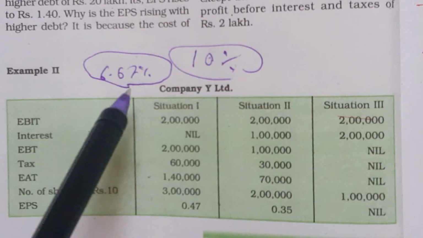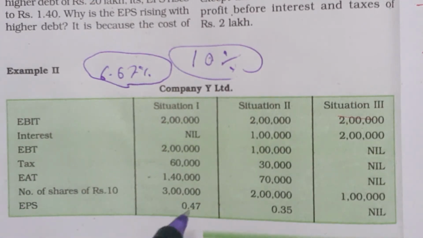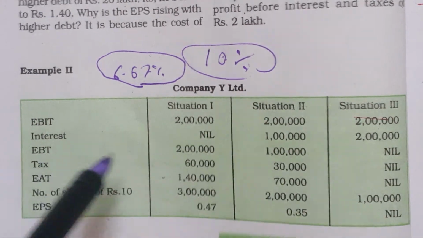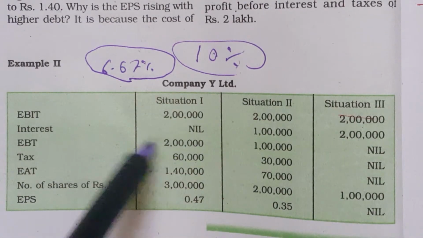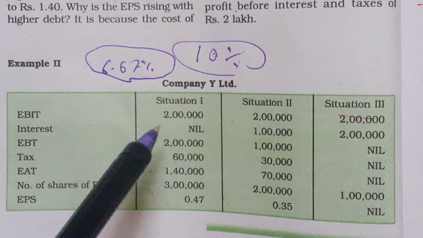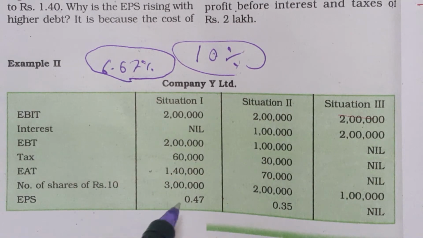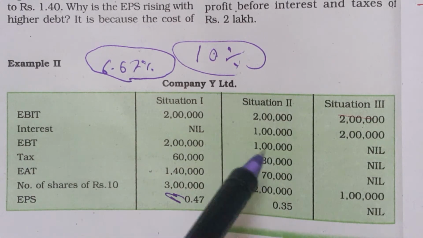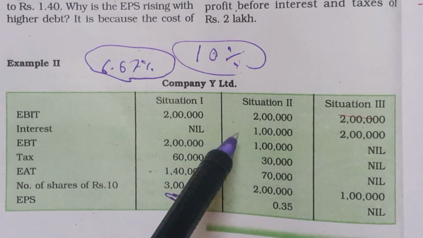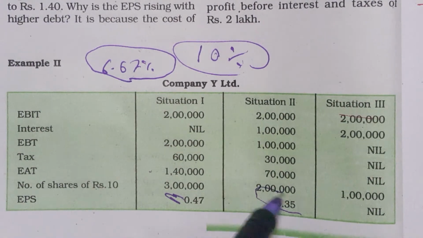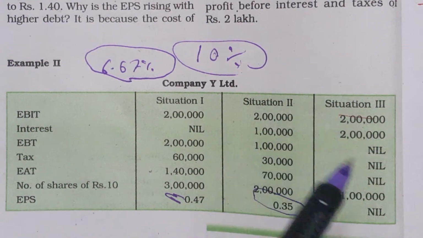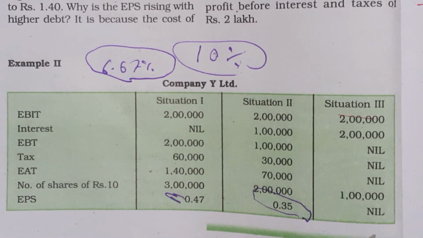In that case, what will happen? Our earning per share will be reduced when we are increasing the debt of the company. So first have a look. In the first condition, there was no loan, no debt, no borrowed fund was used. At that time earning per share is 0.47 rupees. And when we increase the debt by 10 lakh rupees, at that time you can see it is reduced to 35 paisa. And when you are using 20 lakh rupees debt, at that time you can see there is no profit and no earning per share.